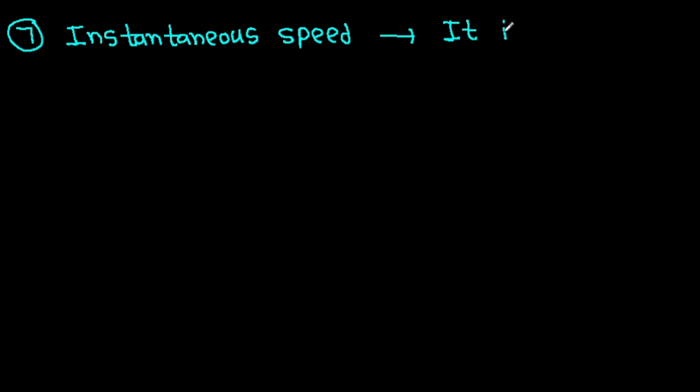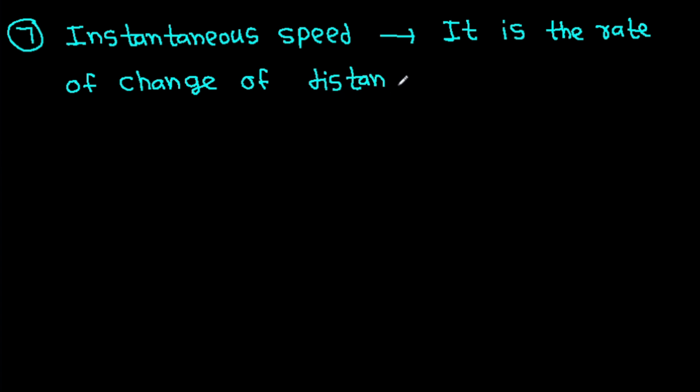Number 7, instantaneous speed. It is the rate of change of distance, that means v is ds upon dt.